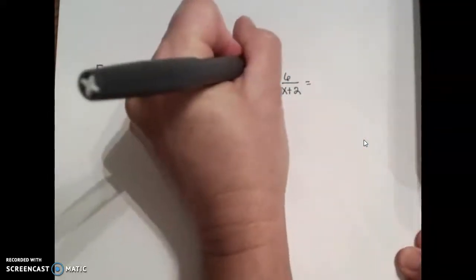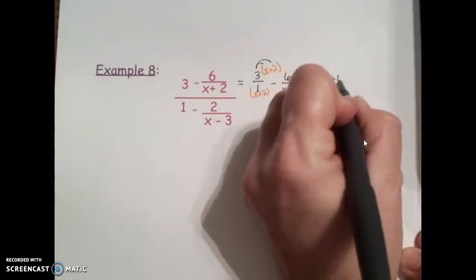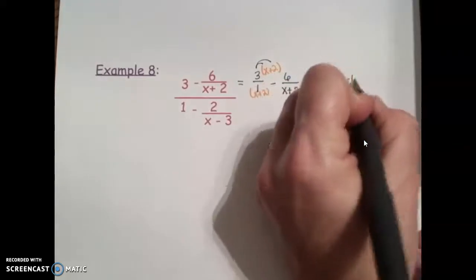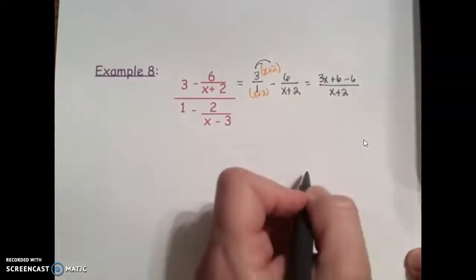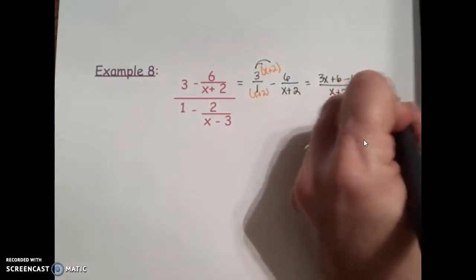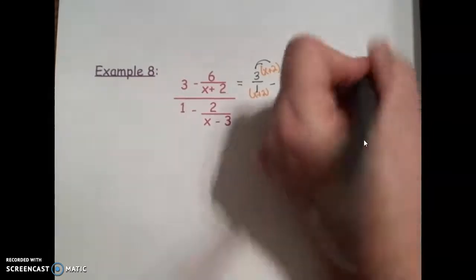So I'm going to go ahead and distribute as I go across. So that's going to give me 3x plus 6 here. Then we have minus 6. And then our common denominator is x plus 2. We can simplify that to just be 3x over x plus 2. So this is my numerator.